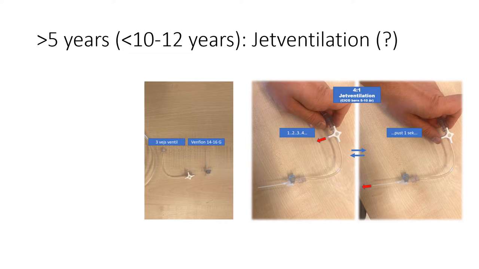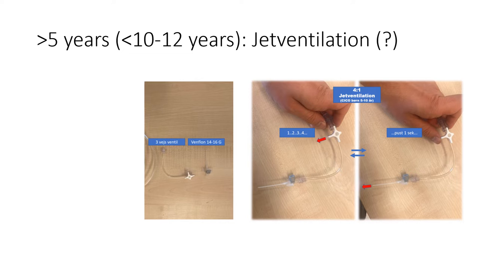So it goes 1, 2, 3, and then one blow, and then 1, 2, 3, 4. Sorry, I thought I only counted to three the first time. It's 4 to 1. So it's 1, 2, 3, 4, and then a 1 second blow, and then 1, 2, 3, 4, and then a 1 second blow. Yeah, and that's how you will ventilate.